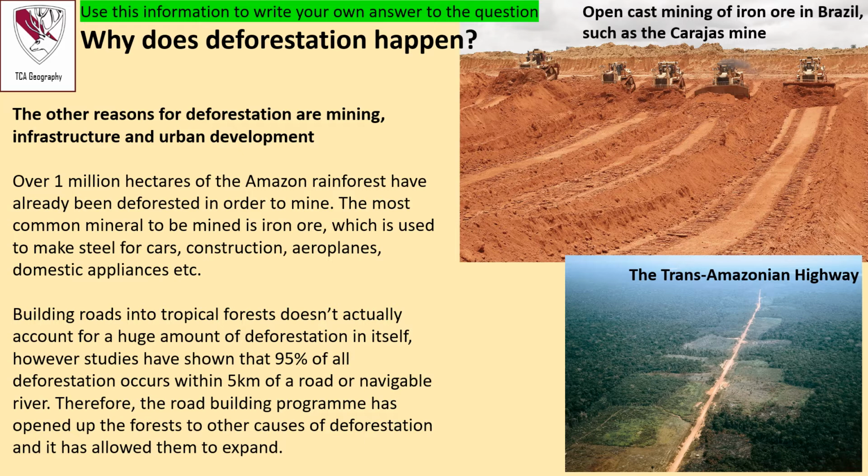For instance, when mining for the iron ore, they need to be able to get the iron ore from the mine to a factory to turn it from iron ore into iron and then into steel, and then they need to be able to ship that out somewhere to sell it. So this is going to require a lot of roads, and they're going to have to be quite big roads so that they can take large lorries.